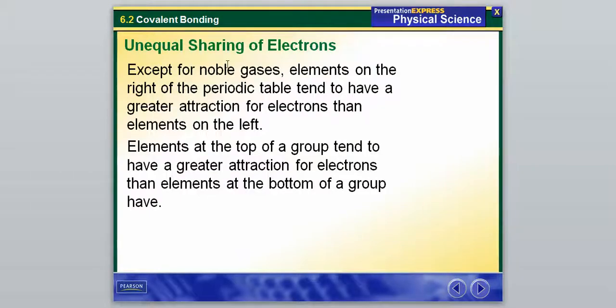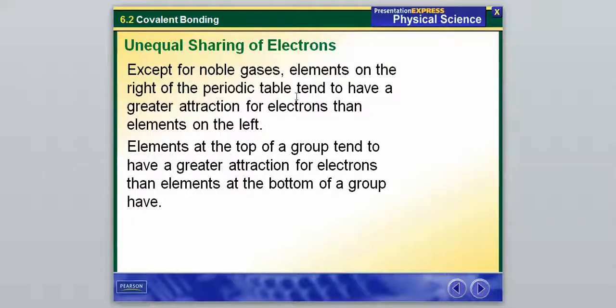Except for noble gases, elements on the right of the periodic table tend to have a greater attraction for electrons than elements on the left. Our 1A and 2A groups are going to have less attraction compared to the 3A through 7A groups, again besides the noble gases. Elements at the top of a group tend to have a greater attraction for electrons than elements at the bottom of a group. That means sodium or lithium will have a greater attraction than potassium, because they are in the same group, but the top ones have more tendency to have greater attraction.